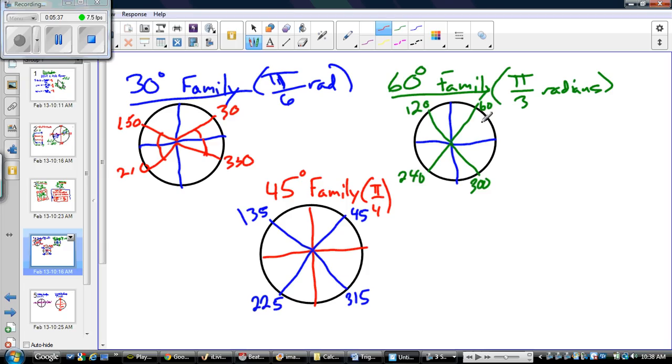60-degree family: 60 above 0 is 60, 60 above 180 is 120, and again, same thing, back to the x-axis, 60 below 180 is 240, 60 below 360 is 300. They all have the same trig ratios because they're all 60-degree acute angles from the x-axis. So the reference triangles are the same. What do we mean by a reference triangle? This triangle right there. Okay, and then our 45-degree family: 45 above the x-axis is 45, 45 above 180 is 135, 45 below 180 is 225, 45 below 360 is 315.